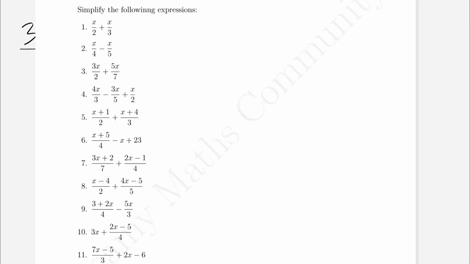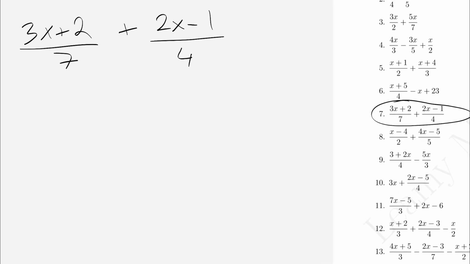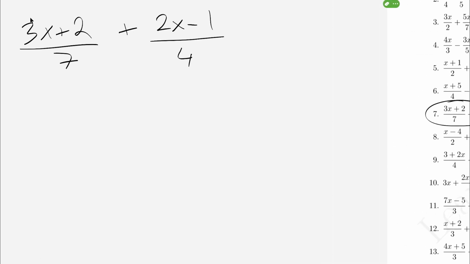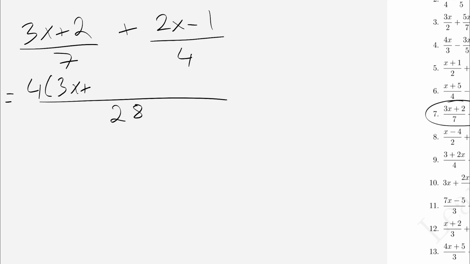Okay, one more example for you. The one I'm going to do for you this time is question 7 here. 3x plus 2 over 7 plus 2x minus 1 over 4. In this case, my lowest common denominator between 7 and 4 is simply going to be 28. So 7 into 28 goes 4 times. So 4 gets multiplied by 3x plus 2, plus 4 into 28 goes 7 times. So 7 gets multiplied by 2x minus 1.